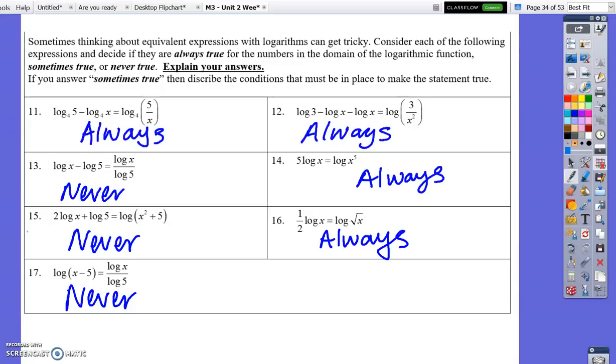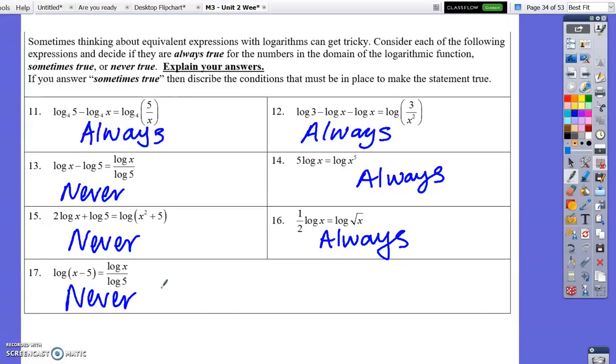Okay, so I have my answers. 11, 12, 14, and 16 are always true. 13, 15, and 17 I said were never true. Now, on these 3 problems, I suppose there might be a value of x that might make them true, and so that would be a sometimes situation, but I cannot possibly come up with that answer right now.